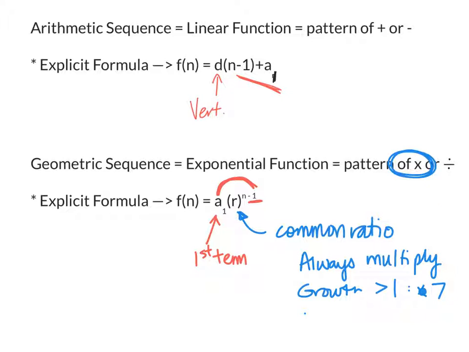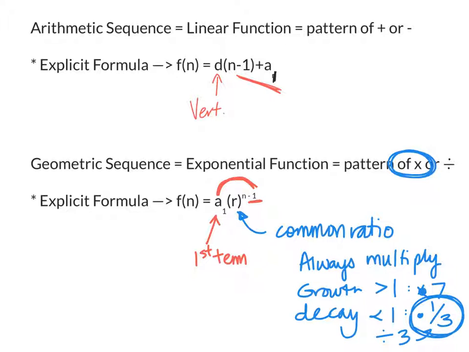If you have something that's decay, that's getting smaller each time, that means you're going to have a number that's less than 1. So if you noticed that the pattern is, let's say, dividing by 3 each time, instead of writing divide by 3, you're going to write that it's multiply by 1/3. It's important that you realize that division by 3 should really be written as multiplication by the reciprocal. You're going to need to use multiplication every time. All right, so that's how geometric sequences work.